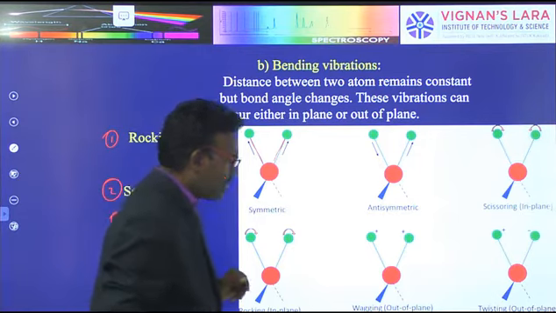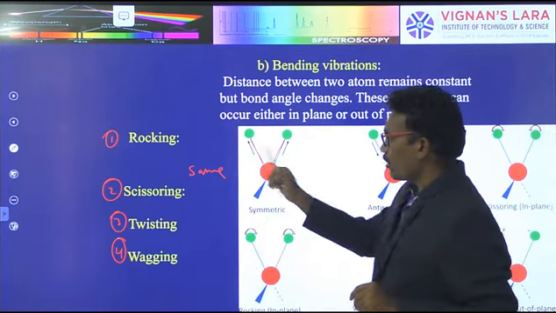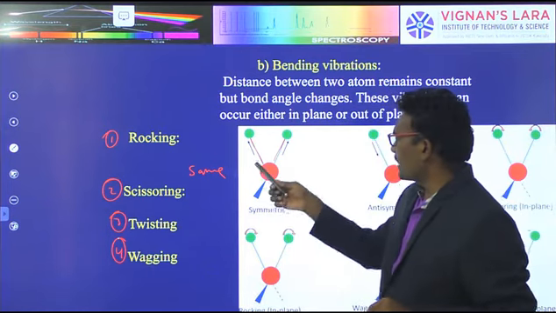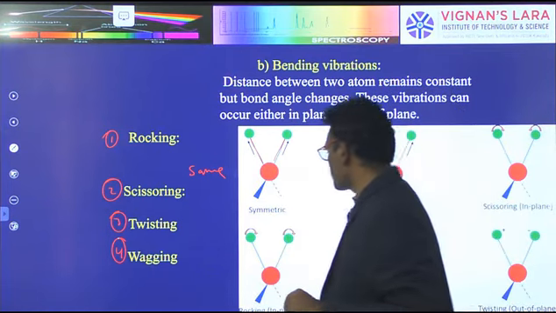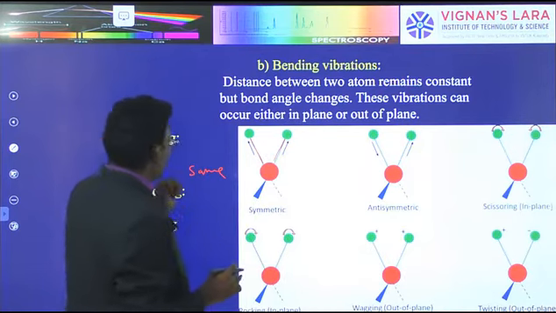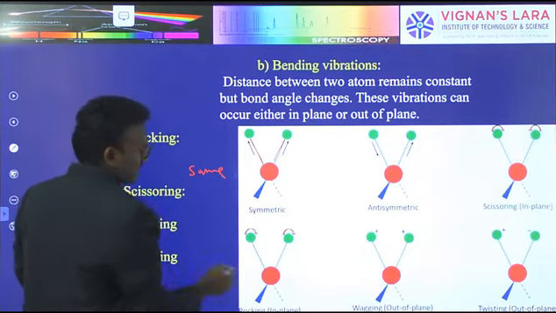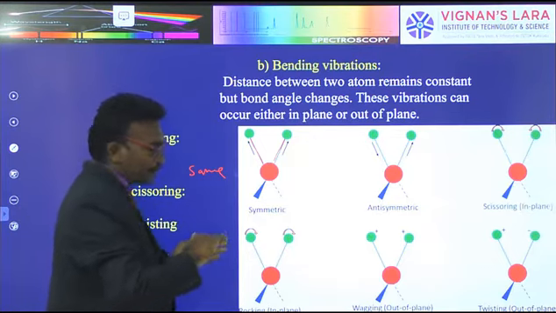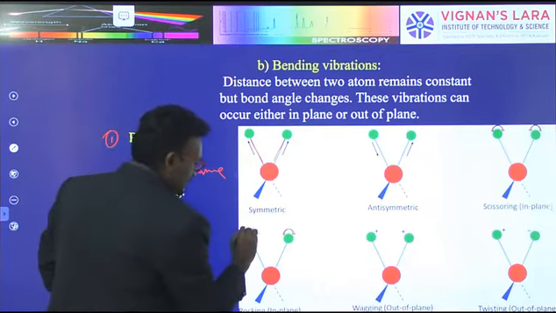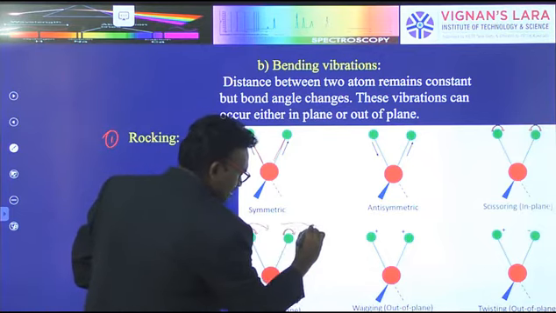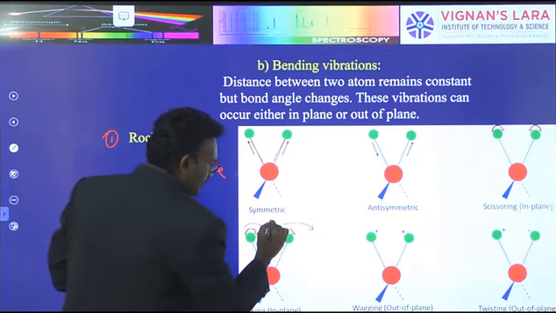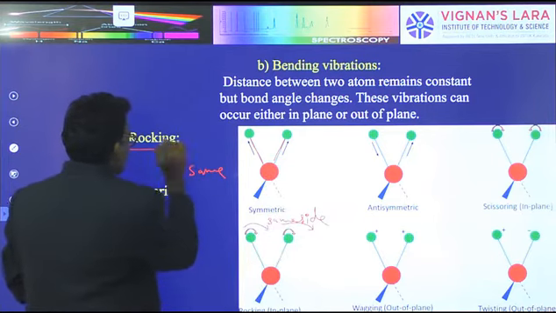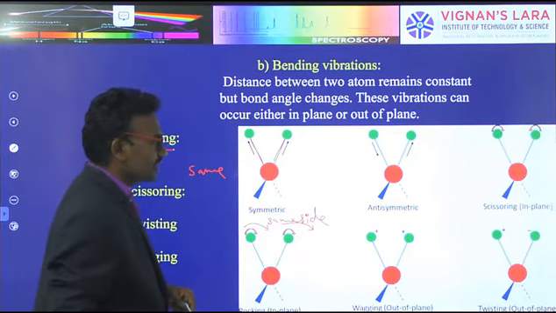Four types of bending process are available: rocking, scissoring, twisting, and wagging. What is rocking? Rocking means, for example, both atoms are bended to the same side. This one is bended to this side, and this one is also bended to this side. Both atoms are bended into the same side. That is called rocking.